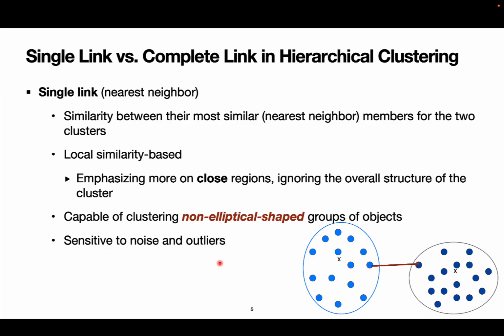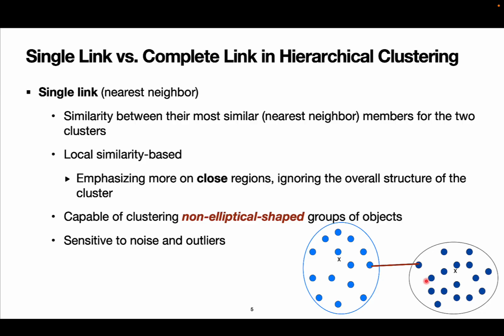The first method is the single link, also known as the nearest neighbor approach. In this method, the distance between two clusters is defined as the distance between their closest pair of points. So if we have one point from cluster A and one point from cluster B that are very close to each other, that distance becomes the representative distance between the two clusters.